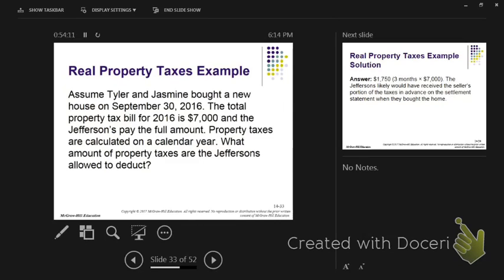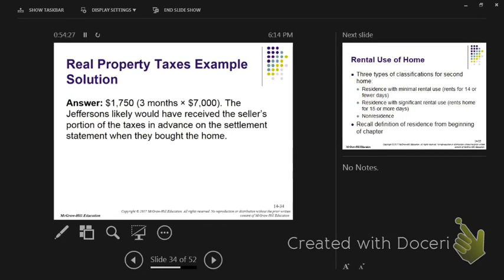Do they get to deduct them all? They paid them. Exactly. Deduct the amount for the time they were in the house, which would be 3 months.